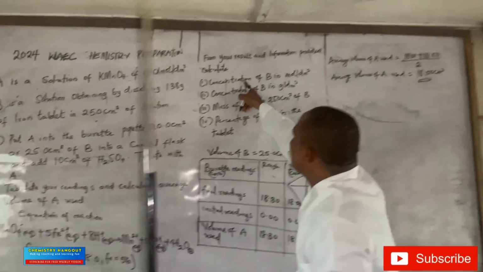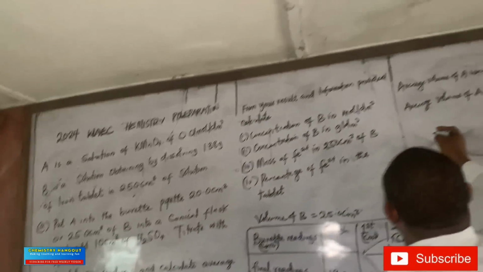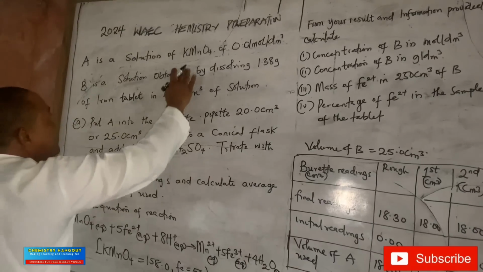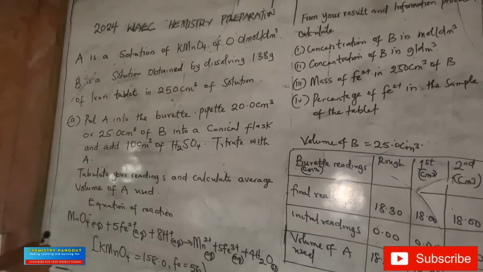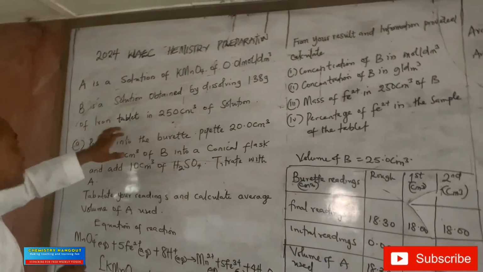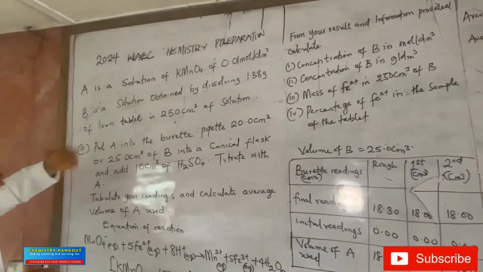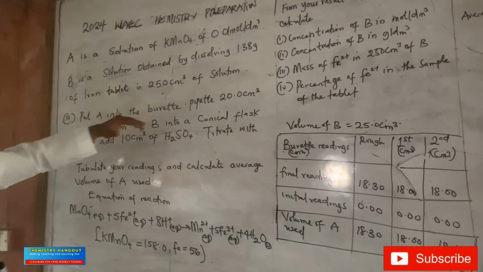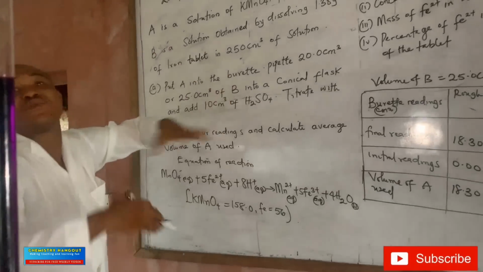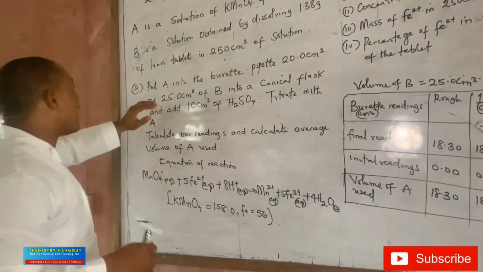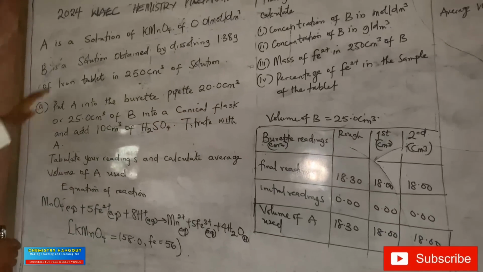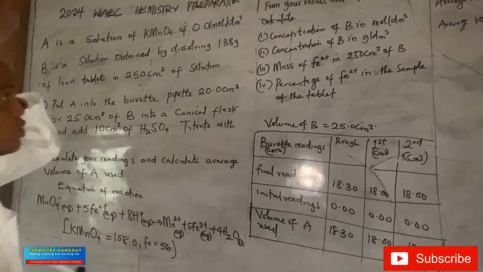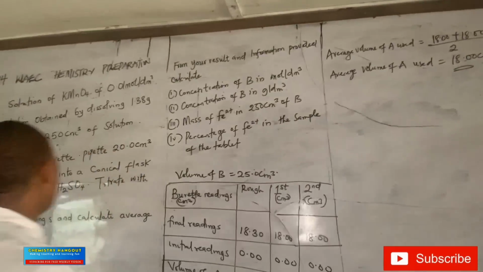The first question says, calculate the concentration of B in mole per dm cube. Question 1. Let's go back to B. B solution is obtained by dissolving 1.3 gram of iron tablet in 250 centimeter cube. I've seen a different question where it can be iron tablet, iron metal, or iron granules, still the same prototype. Put A into the burette and pipette 25. The equation of reaction is given. Good.